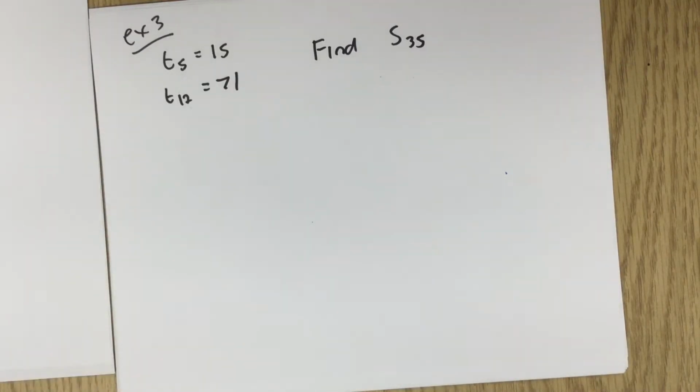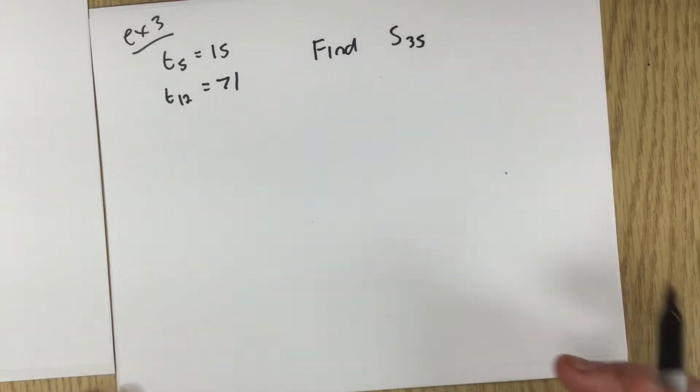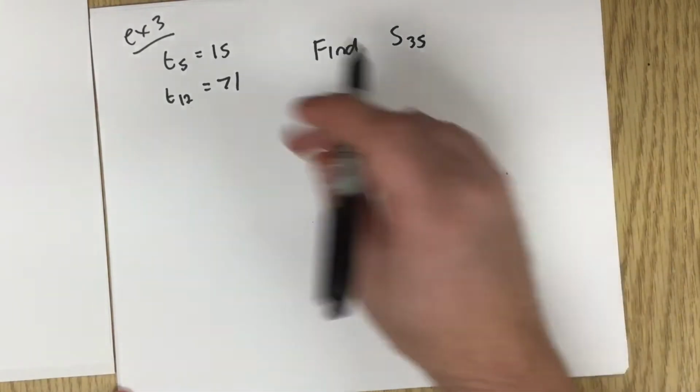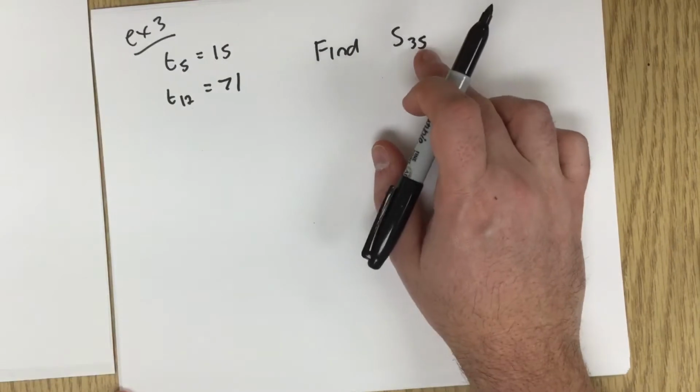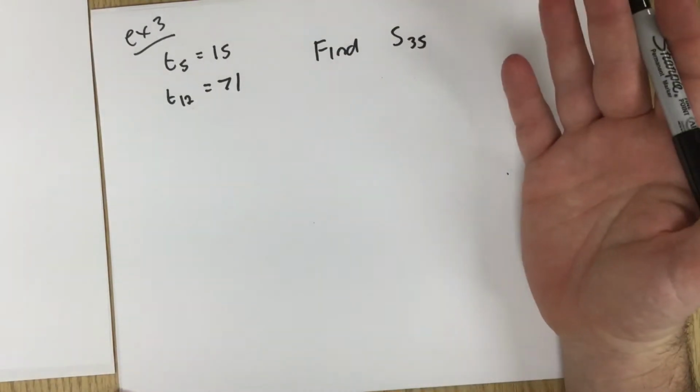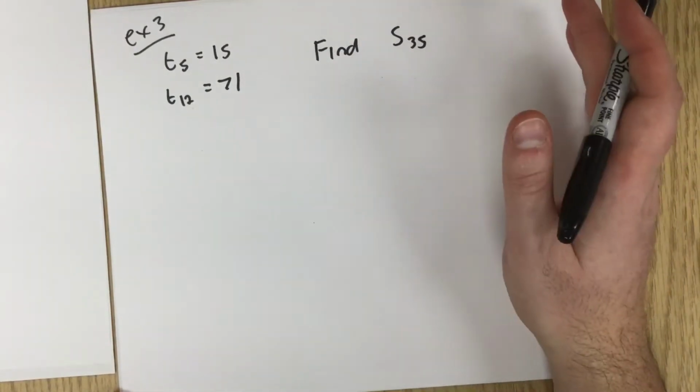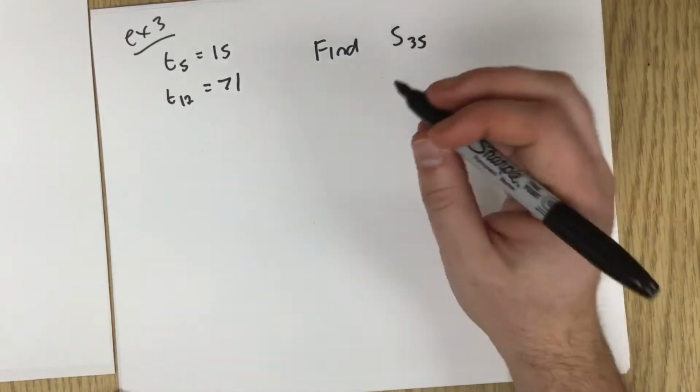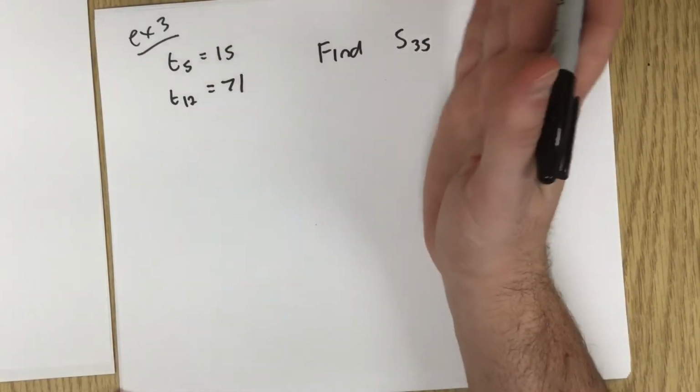So let's try this one over here. It involves some lessons from previous videos. So first, in order to find the sum of the first 35 terms, we're going to need to define the actual sequence that's underlying it. We're going to assume that it's arithmetic.